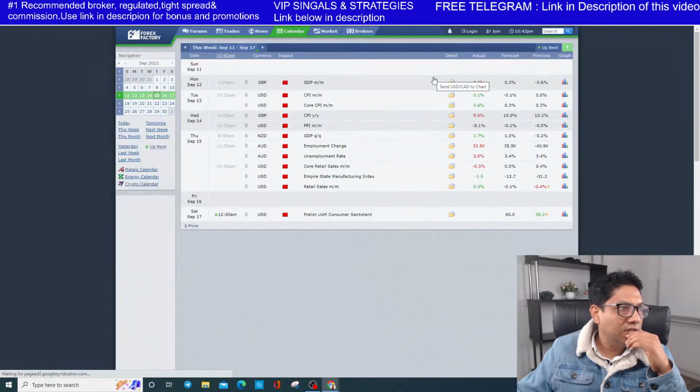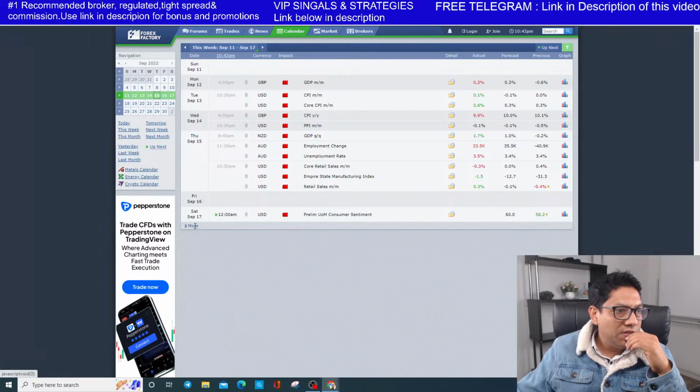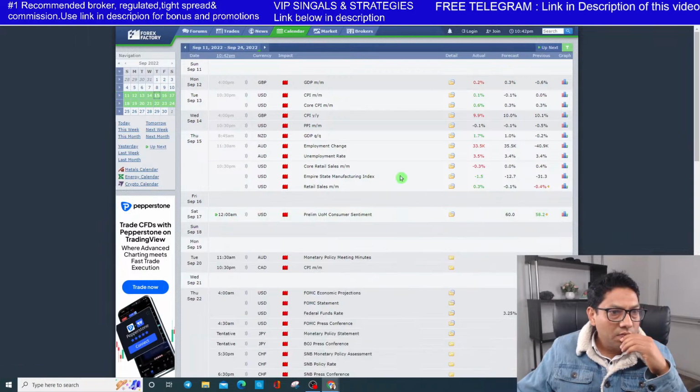If you go to the calendar, we see that the result is very positive than forecast. Okay, some mixed. So this one is negative than forecast, this one is positive than forecast, this one also positive.